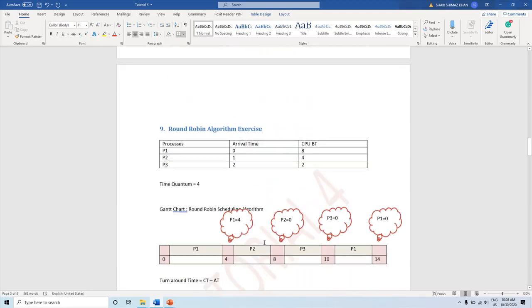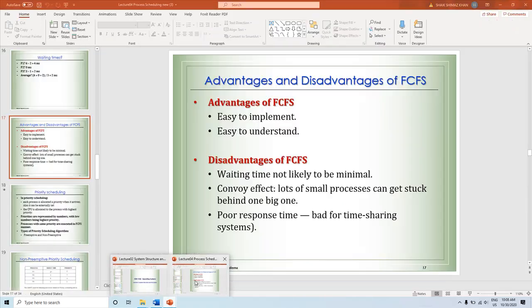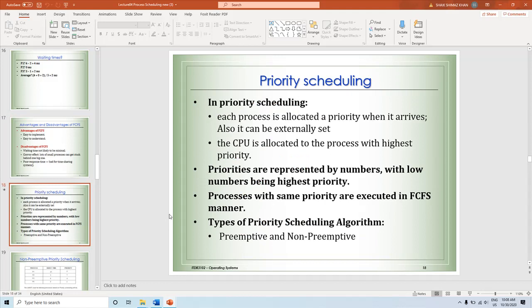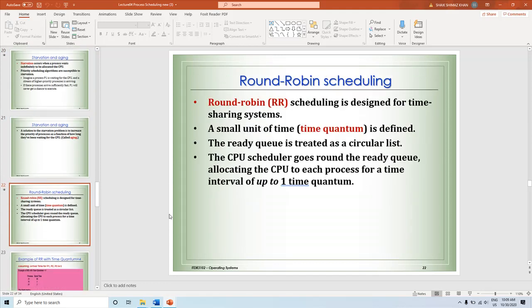Okay, so with this we conclude this FCFS part. Now let us move on to the round robin part, and then we will come back to the priority scheduling.